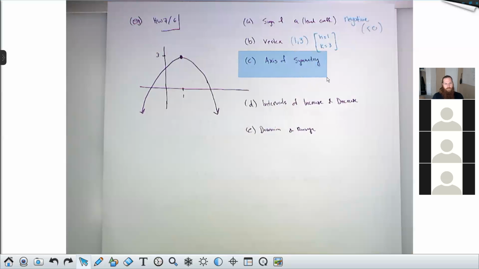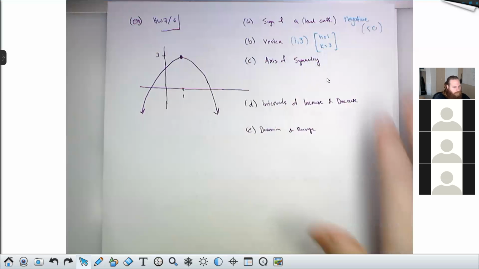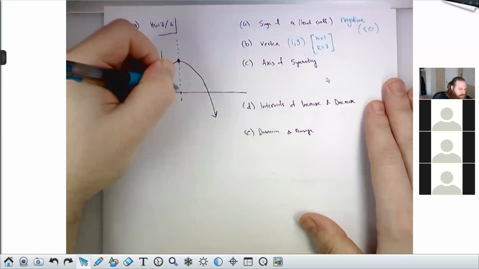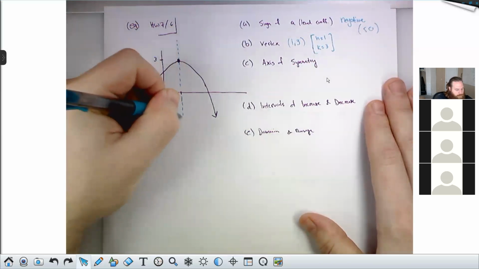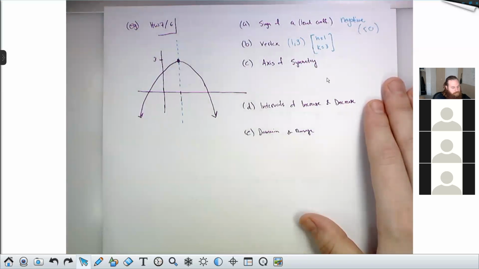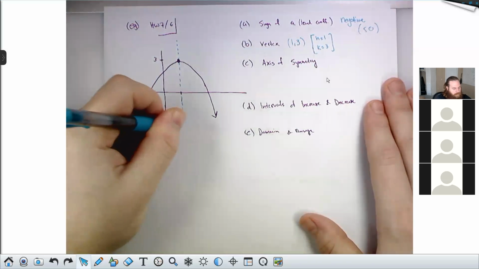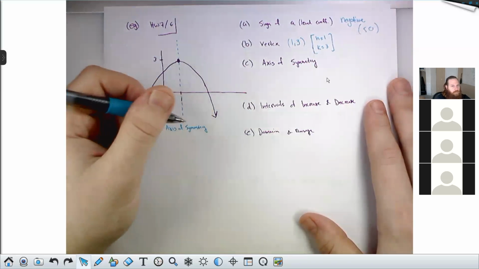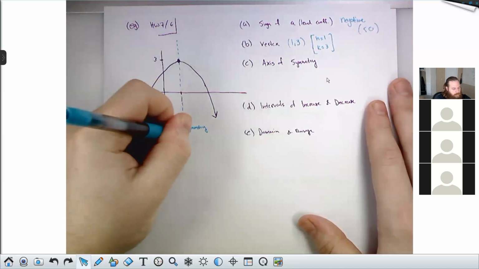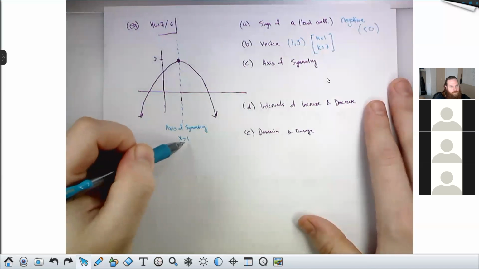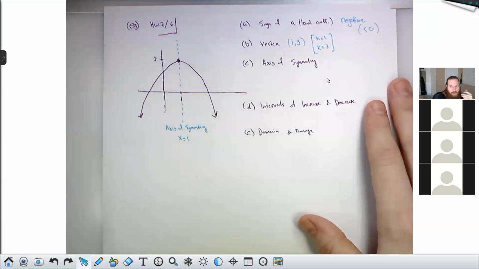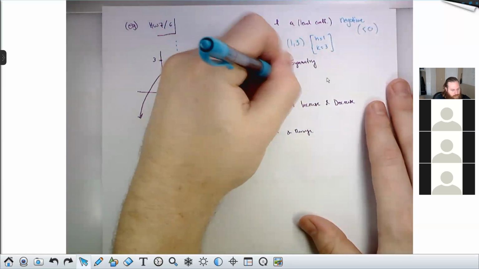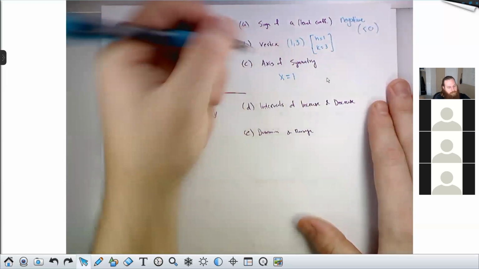What is the axis of symmetry? We need to be careful here. The axis of symmetry is a line. So it's not just a number, it has an equation. What is the equation of this line? Good, x equals 1, right? Vertical lines are always x equals a constant. Horizontal lines are always y equals a constant. So my axis of symmetry here is the vertical line, x equals 1.